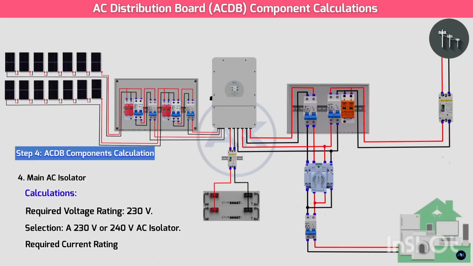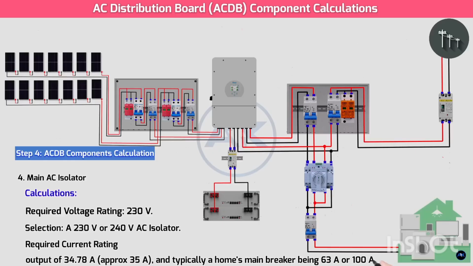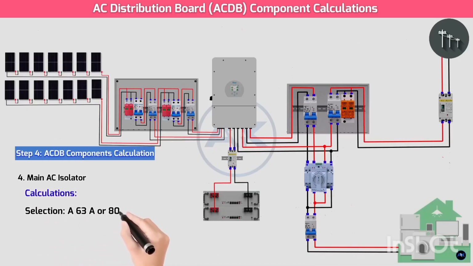A common approach is to size it for at least the main breaker of your home or slightly above the inverter's maximum output if it's solely for the solar connection. Given the inverter output of 34.78 amps, approx 35 amps, and typically a home's main breaker being 63 amps or 100 amps. Selection. A 63 amp or 80 amp AC isolator would be a safe choice, ensuring it can handle both the inverter output and common household loads. Some regulations might require it to be equal to or greater than your main incoming utility breaker.